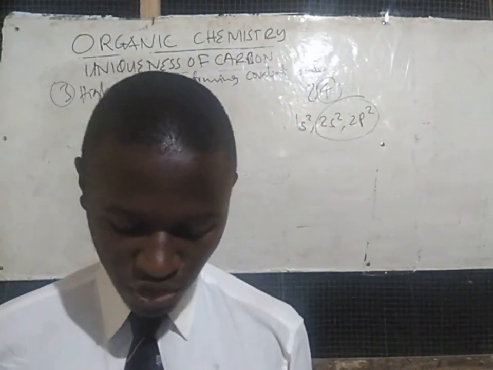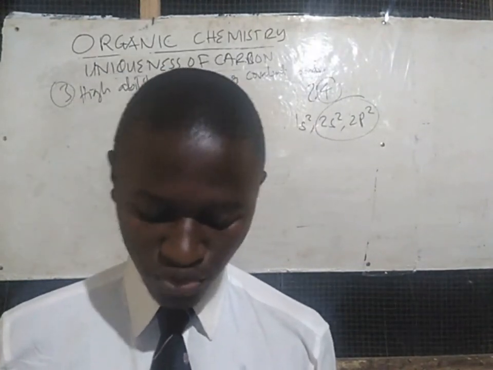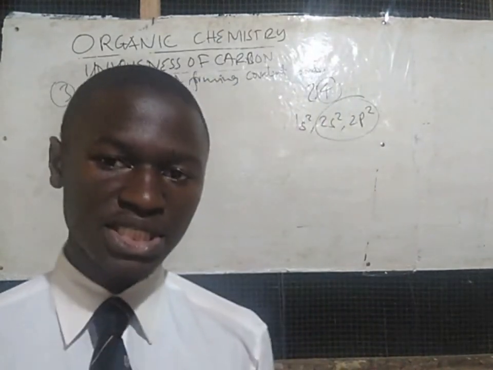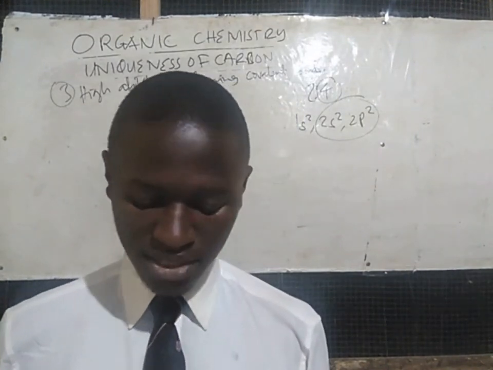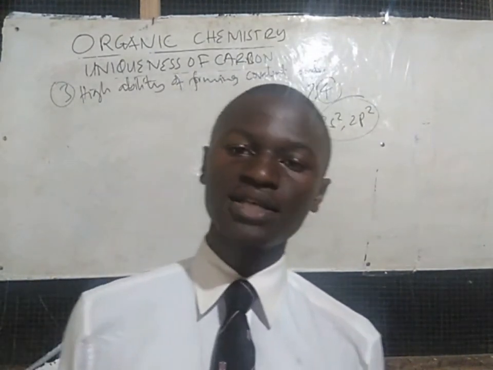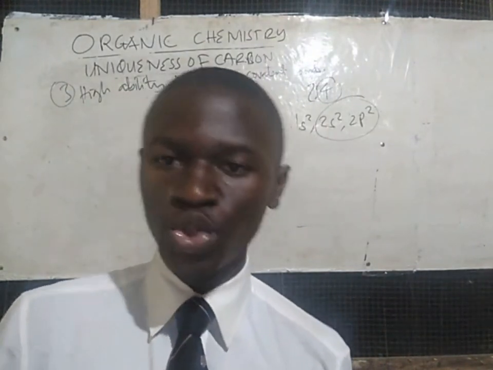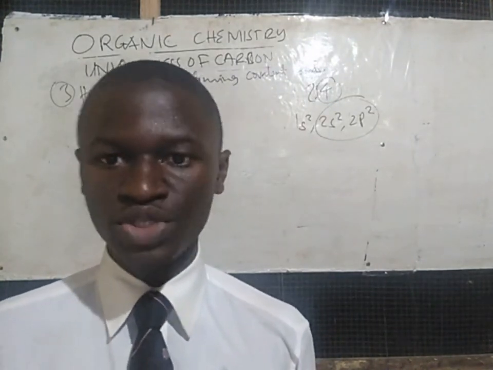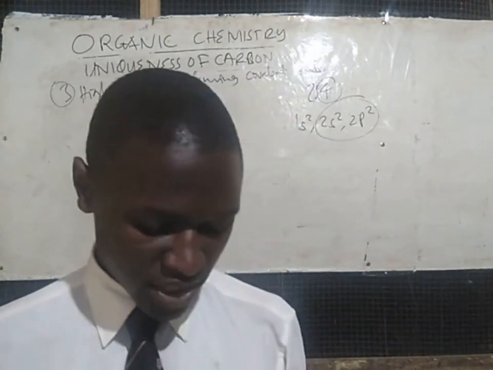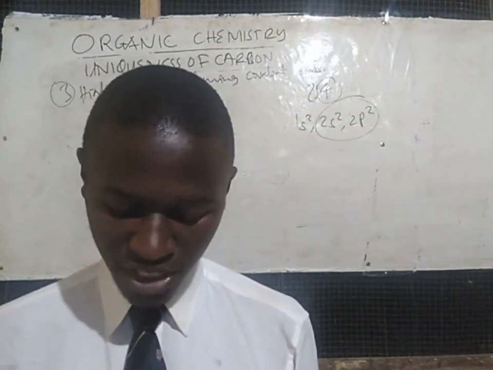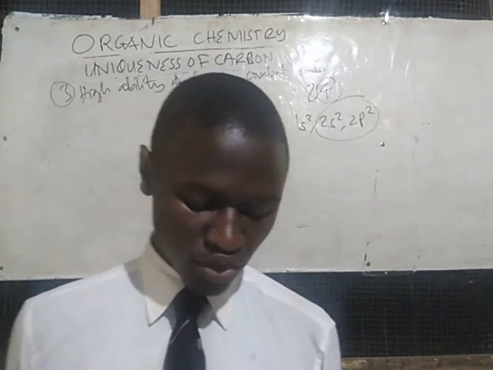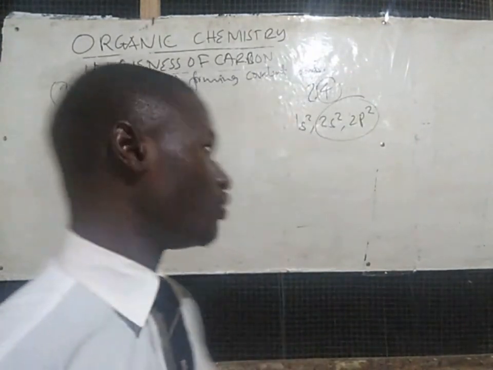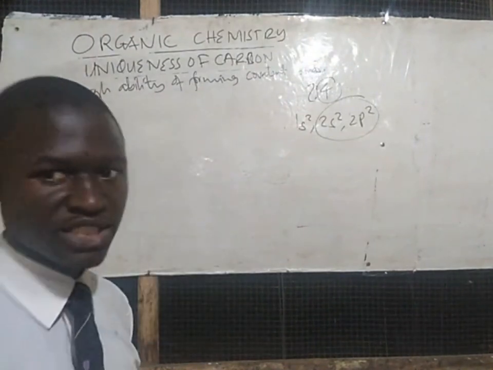Being in group 4, the electronegativity of carbon is too small for carbon to gain electrons from most elements to form C4-, which is negatively charged. But carbon also has too high an electronegativity to lose 4 electrons to form C4+, which is positively charged. So it can't gain or lose electrons due to its electronegativity. Carbon therefore forms covalent bonds with a large number of elements, including hydrogen, nitrogen, oxygen, phosphorus and sulfur, which are found in living organisms. So that's also a unique property of carbon, the high ability of forming covalent bonds.